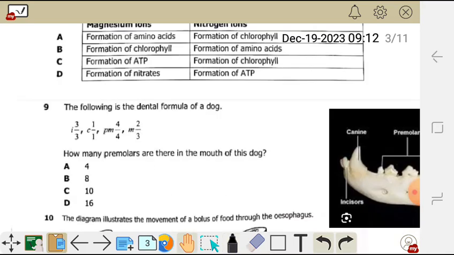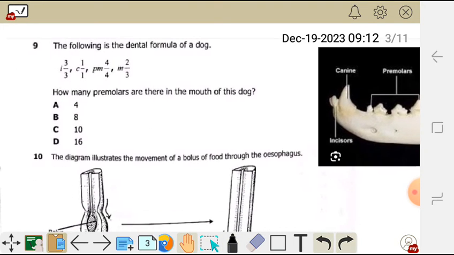Question 9. The following is the dental formula of a dog. So a dog will have 3 incisors on the upper jaw and 3 incisors on the lower jaw.